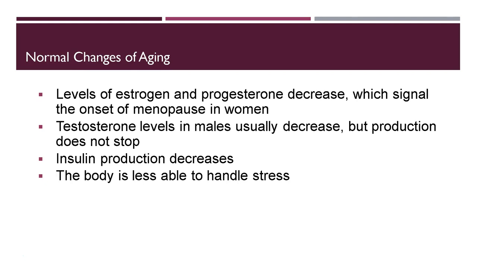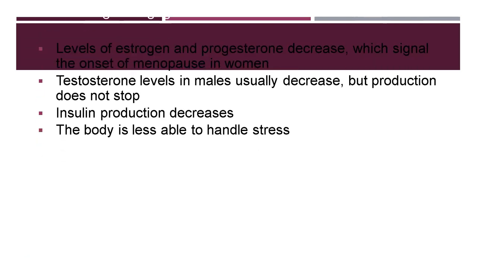For older adults, there are normal changes that are expected to occur. Levels of estrogen and progesterone decrease, which signal the onset of menopause in women. Testosterone levels in males usually decrease, but production does not stop. Insulin production decreases, and the body is less able to handle stress.